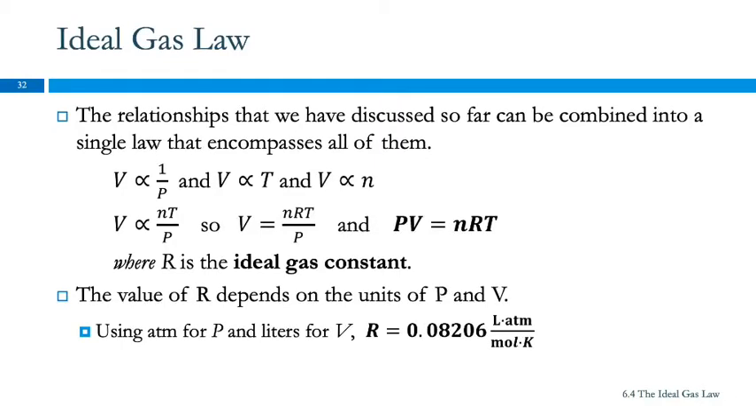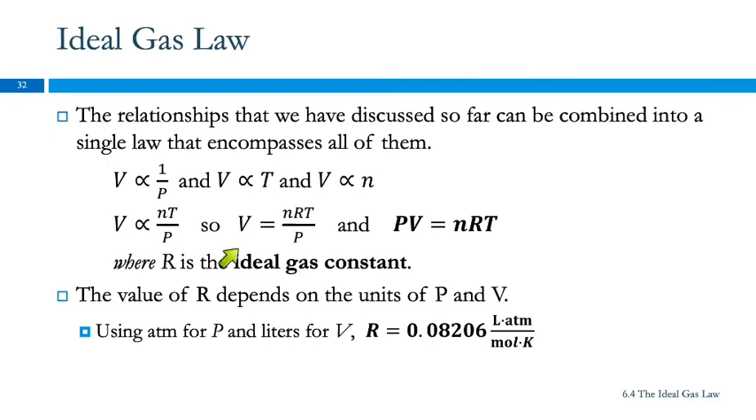So we learned about the simple gas laws, which relate two different properties of gases while keeping the other two constant. We can combine those relationships into a single law that encompasses all of them. And the way this is done is we can say, well, volume is proportional to 1 over P, volume is proportional to T, and volume is proportional to N. So then volume must be proportional to NT over P.